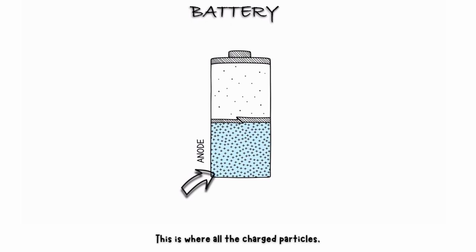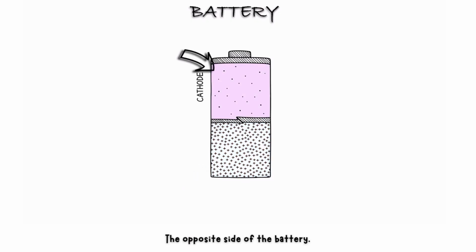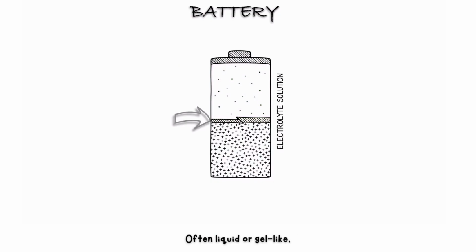Anode, negative terminal. This is where all the charged particles, lithium ions, are stored when the battery is fully charged. Cathode, positive terminal. The opposite side of the battery. When the battery is fully discharged, all the lithium ions have moved here. Electrolyte solution. Often liquid or gel-like, it allows lithium ions to migrate from the anode to the cathode without the two terminals coming into direct contact.